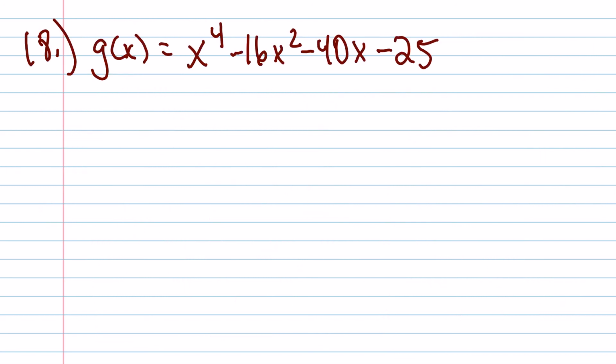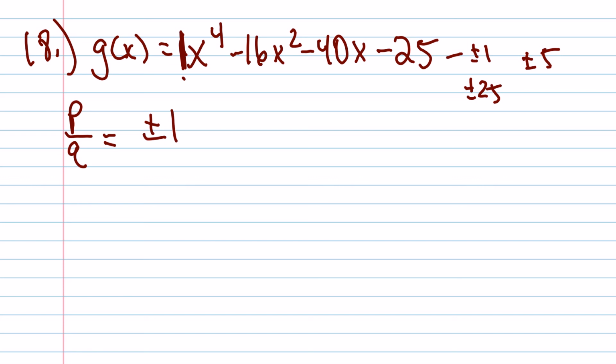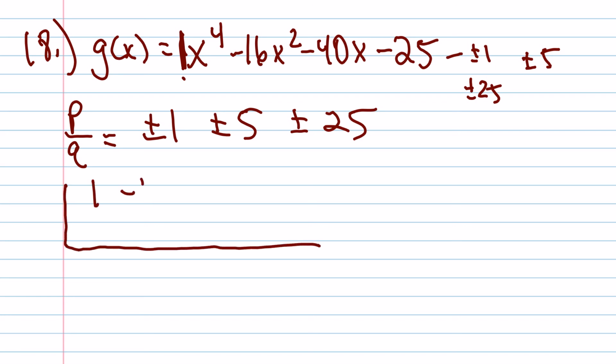Alright, 18. I'm going to find my p. It's 25, so I have plus or minus 1, plus or minus 25, plus or minus 5, and that's it. I don't have to write the 5 a second time because I don't need repeats. q is 1, so my p over my q's is just plus or minus 1, plus or minus 5, plus or minus 25. Make my box. 1, negative 16, negative 40, minus 25.